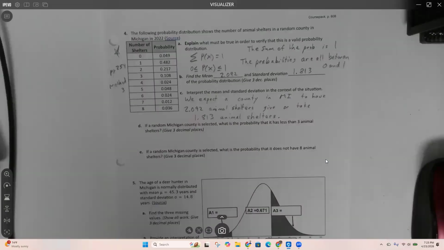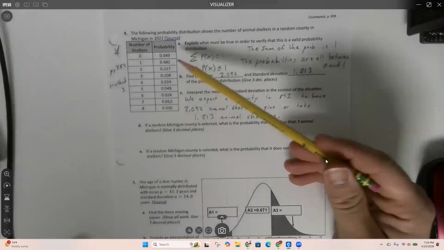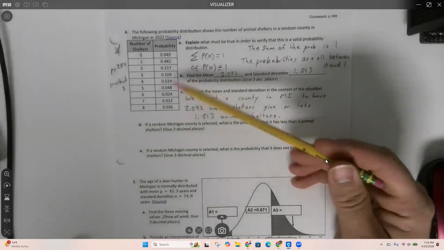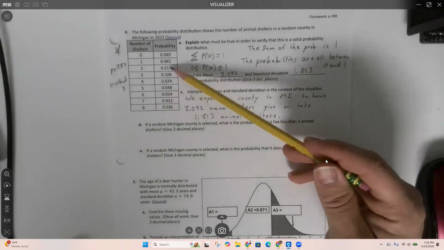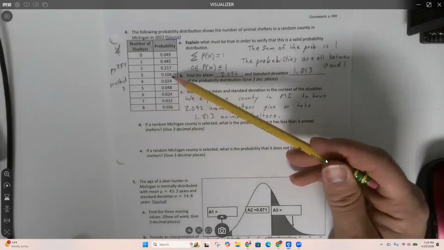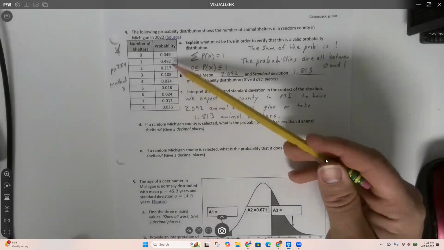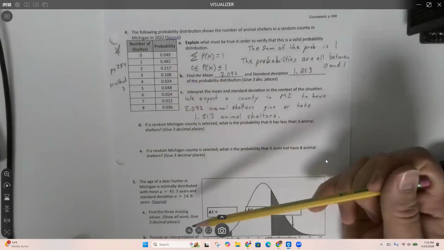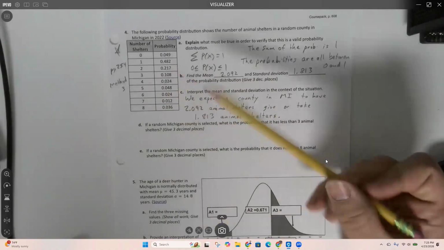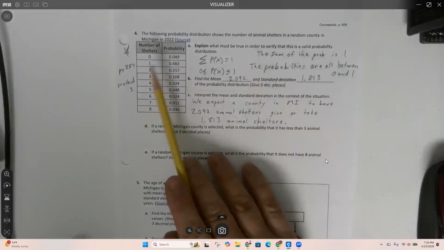If a random Michigan county is selected, what is the probability that it has less than 3 animal shelters? So I need to add, so here's 3. So I need to add up the ones less than that. So this one, this one, this one. Do I add this one too or not? Am I adding up 0, 1, and 2 or 0, 1, 2, and 3? So Mike says not 3. Yeah. Less than 3 means 0, 1, and 2.